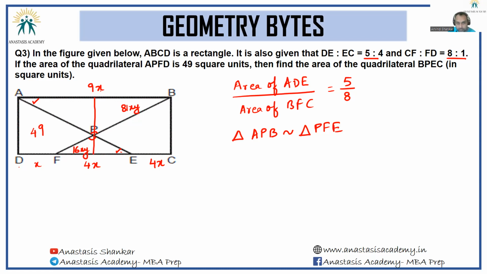So the base is 9x and this is 81xy. So height here should be 18y and height here 4x, so 8y. So total height I've got is 32y. Okay.